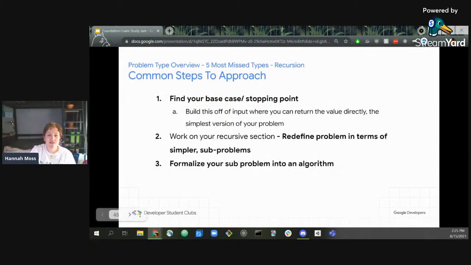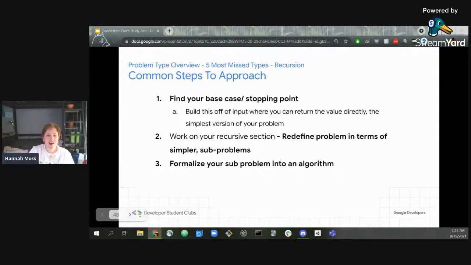Cool. So now that we've run through some tips and tricks, let's talk about some common steps to approaching solving recursive functions. So after we go through a summary of solving steps right now, we'll go through a problem walkthrough so that you can get a taste of what it looks like to put these solving steps into practice. So first, you're going to find your base case or stopping point. And you can build your base case or stopping point off of input where you can return the value directly. And this is the simplest version of your problem. So next, you're going to work on your recursive section. You're going to redefine your problem in terms of simpler subproblems. And lastly, you want to formalize your subproblem into an algorithm.